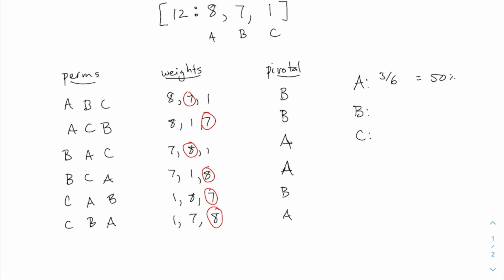B is also 3 out of 6, 50% if you like. And then C is 0 out of 6, which is, of course, 0%. And that is the answer that I wanted. That's what I expected, right? I expected to determine that A and B have the same power and C has no power. All right? This is how we do the Shapley-Shubik.